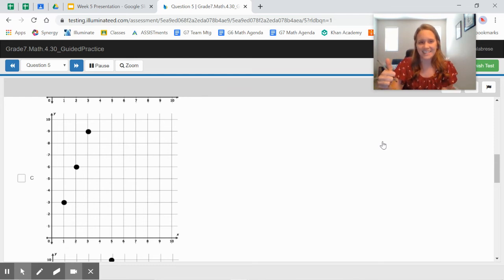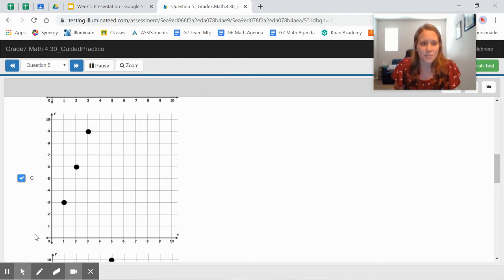Did you do that? Okay, what do you think? Is C proportional or not? Yes, this one is proportional. The reason why is because if I put my paper over, it is a straight line. I can also tell that by counting boxes.